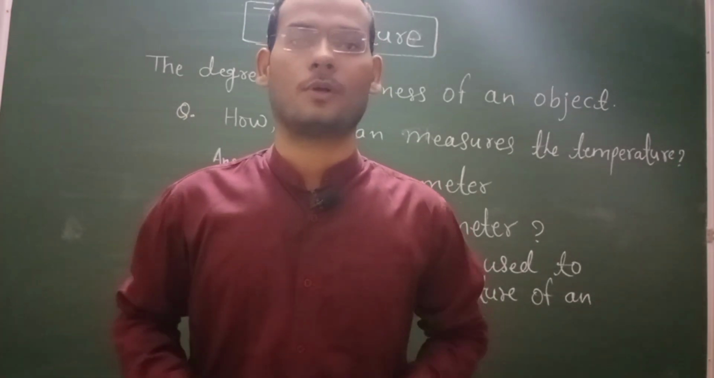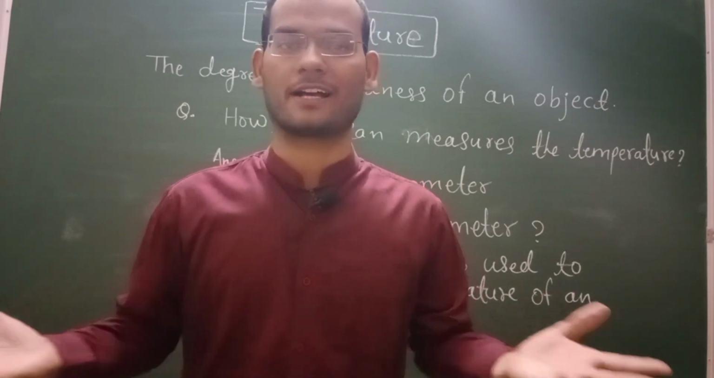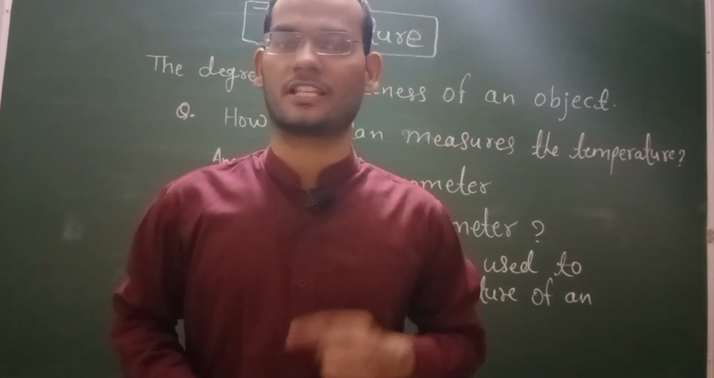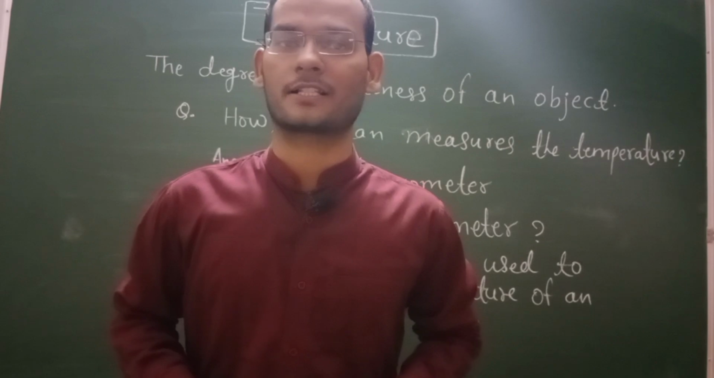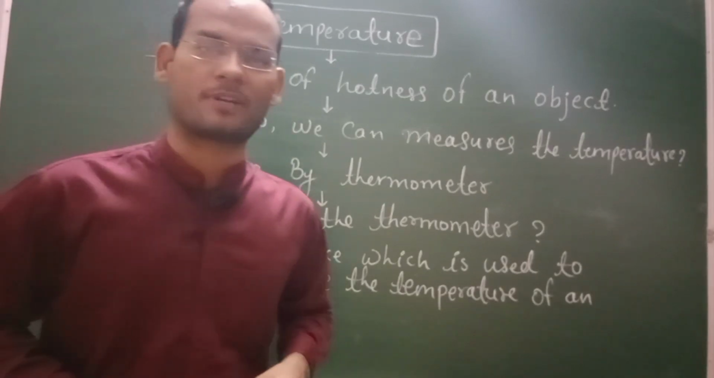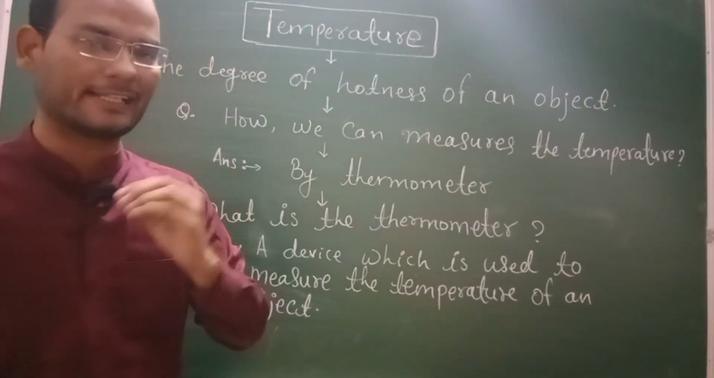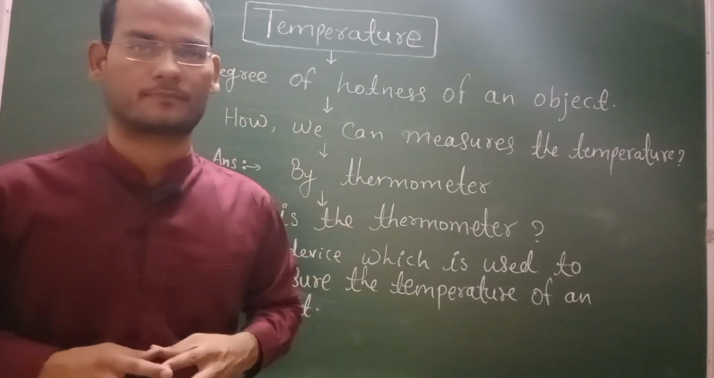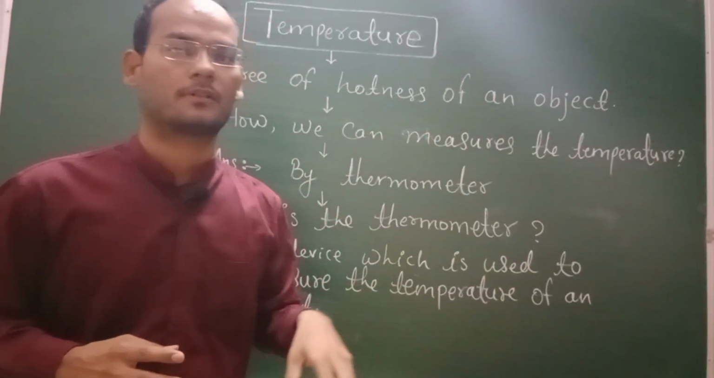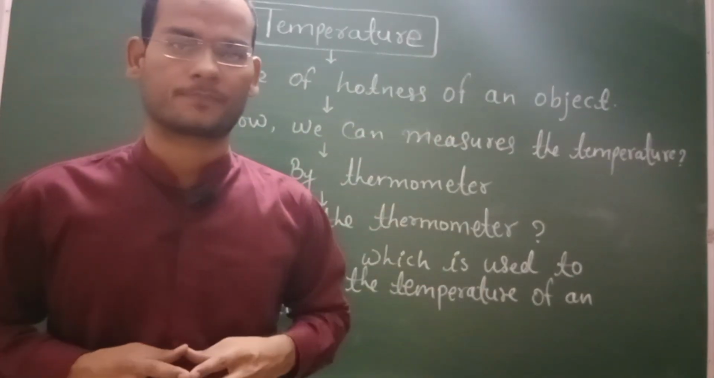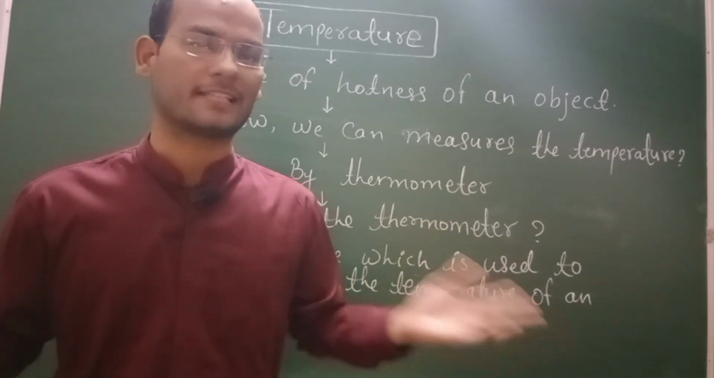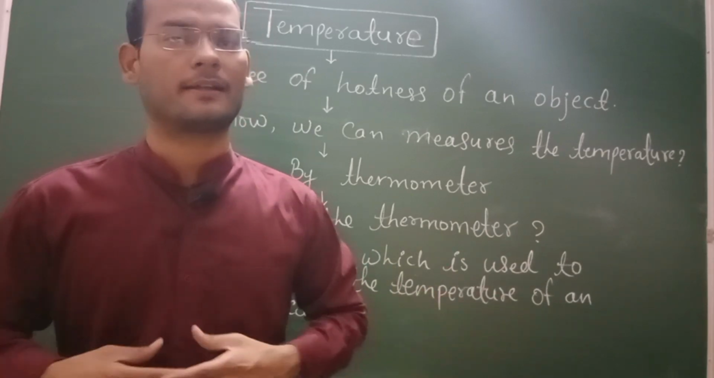Today we are going to discuss how we convert the temperature from one unit to another. But before going on to this topic, first of all we will discuss temperature. What is temperature? Temperature is the degree of hotness of an object. Clear? For example, if I say my body is 20 degrees hot in terms of Celsius, so it is my temperature.